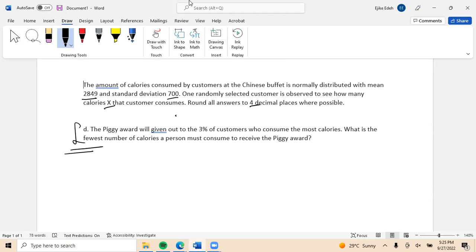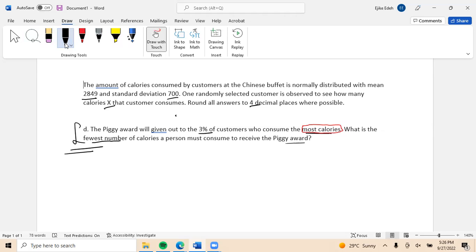if there is an award to be given to 3% of customers who consume the most calories, what is the fewest number of calories a person must consume to receive that award? Okay, so pay attention to the key thing here, and I'm going to underline that in red. The key expression here is most calories. So this is fundamental to the answer to this question.